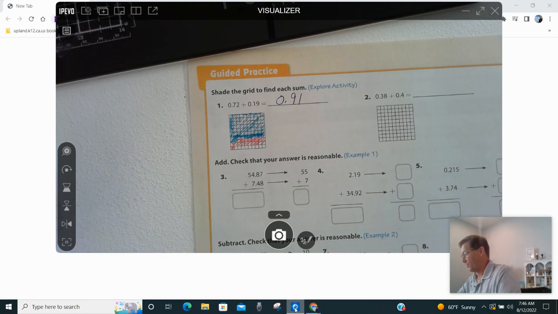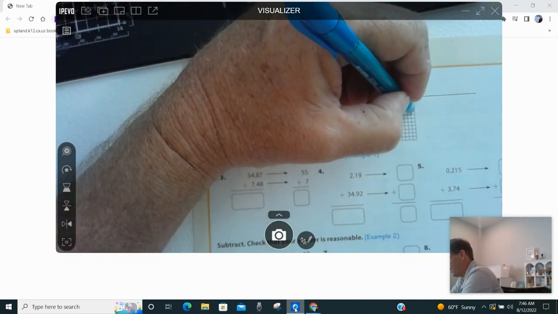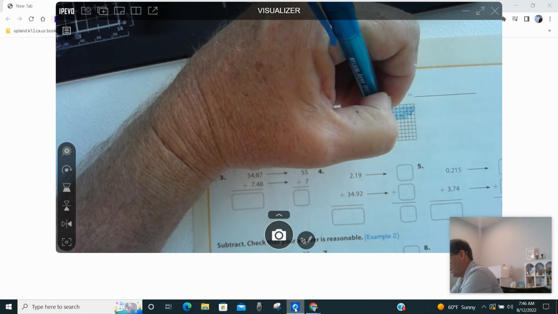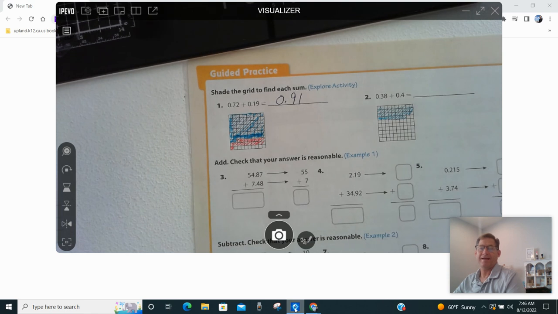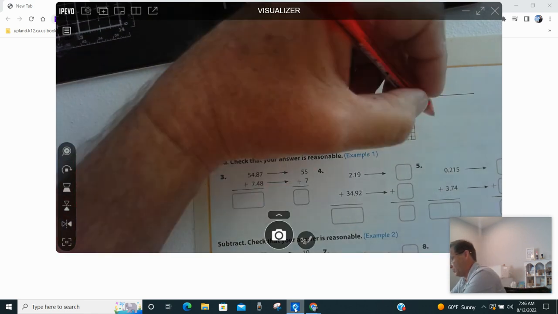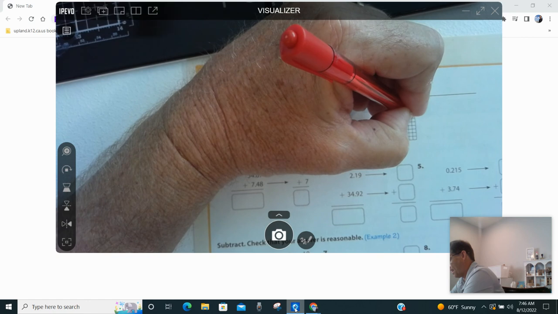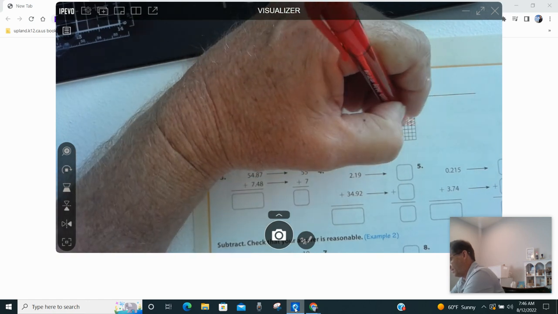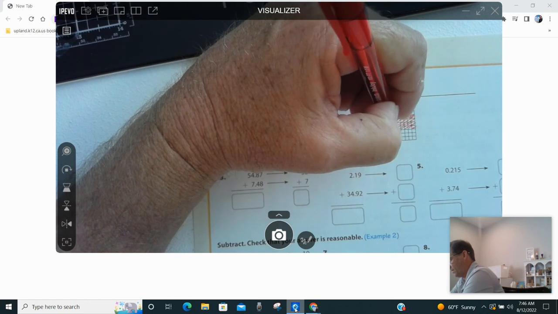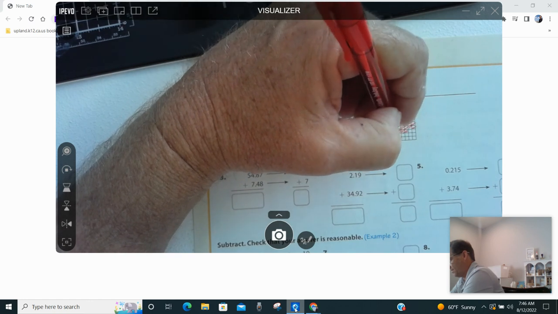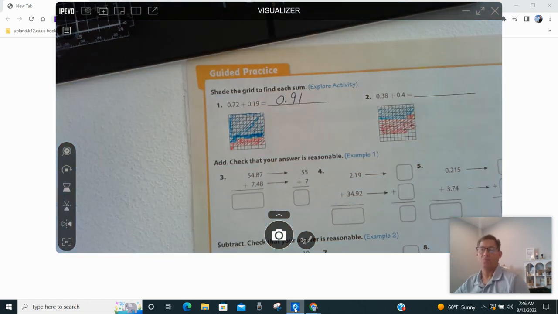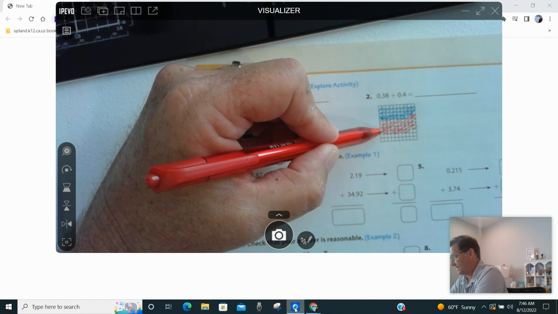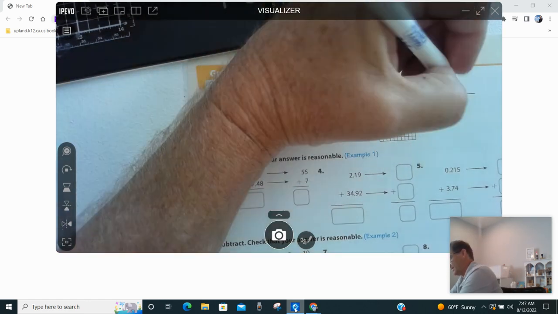Number 2, 38 hundredths. So 3 full rows. And 8 out of 10 in the final row. And 4 tenths is the same as 40 hundredths. So we have 2 tenths there. So 12, 22, 32. And we need 8 more to get to 40. So how much do we have? We have 10, 20, 30, 40, 50, 60, 70, 78 hundredths.